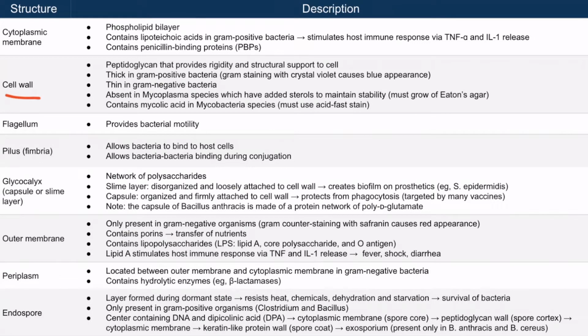The cell wall is made of peptidoglycans, and it gives the cell rigidity and structural support. And the cell wall is thick in gram-positive bacteria. In fact, during gram staining, crystal violet will bind to the thick cell wall and give the bacterium this blue appearance. In gram-negative bacteria, the cell wall is thin. That means that gram-negative bacteria don't bind that crystal violet and don't turn blue.